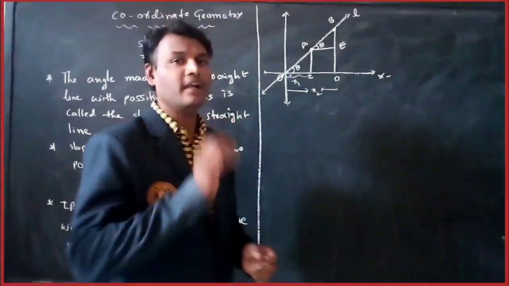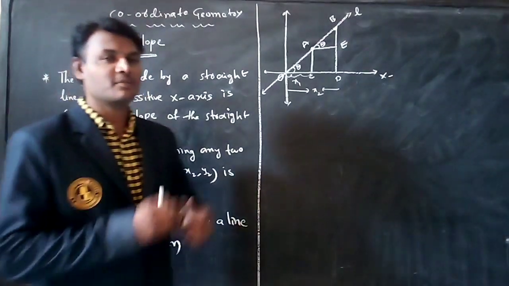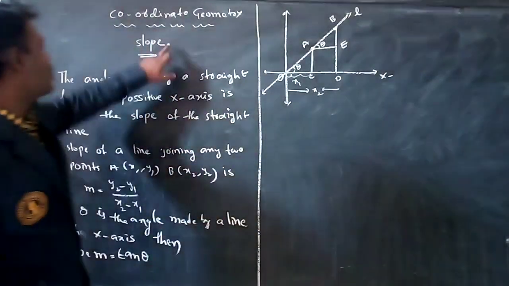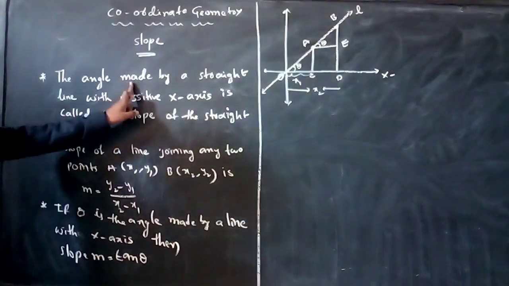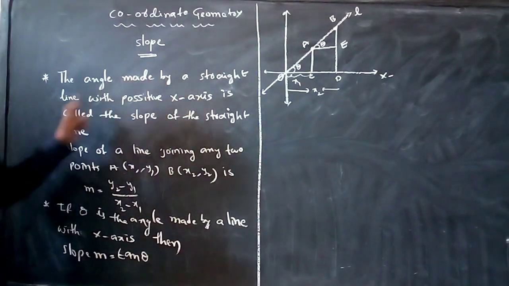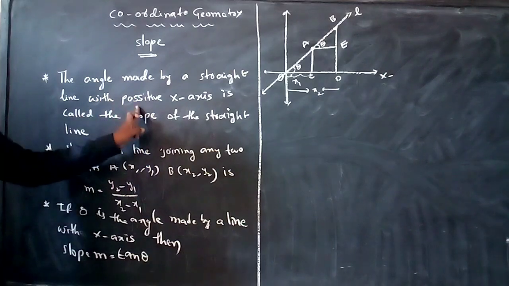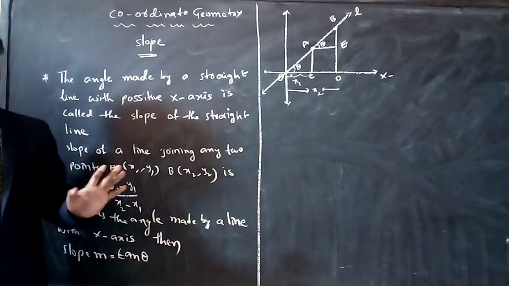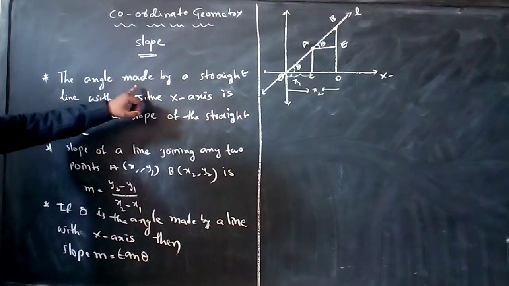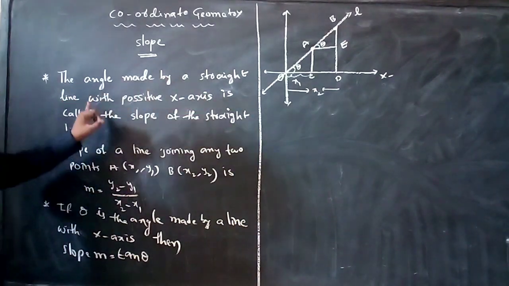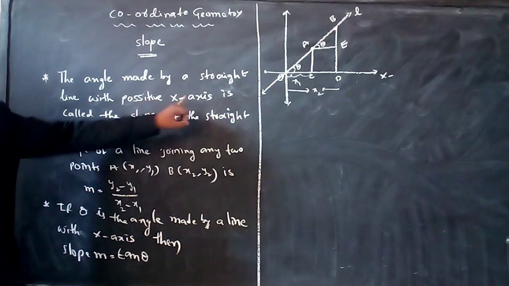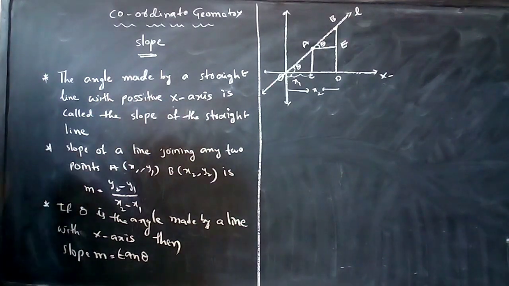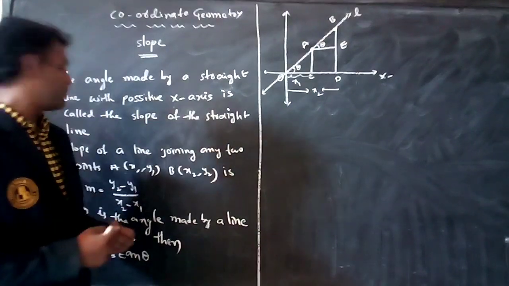So generally, according to science, slope is nothing but the steepness of a line. But in mathematics, the angle made by a straight line with the positive x-axis is called the slope of the straight line. What is the slope? The angle made by a straight line with the positive x-axis is called the slope of the straight line. So we have a formula in coordinate geometry.